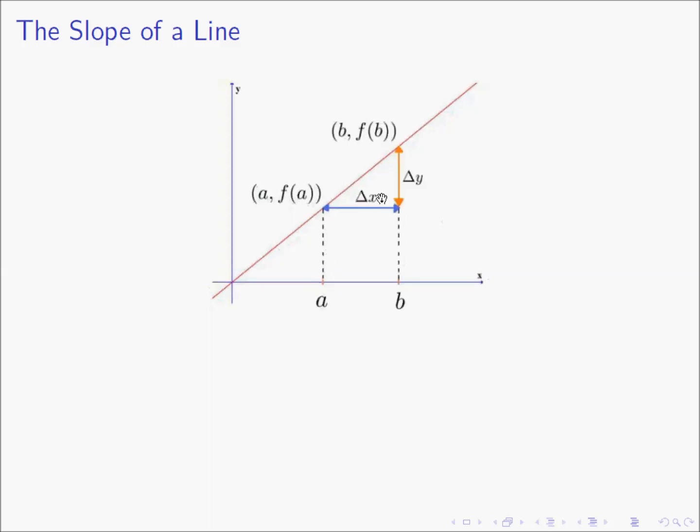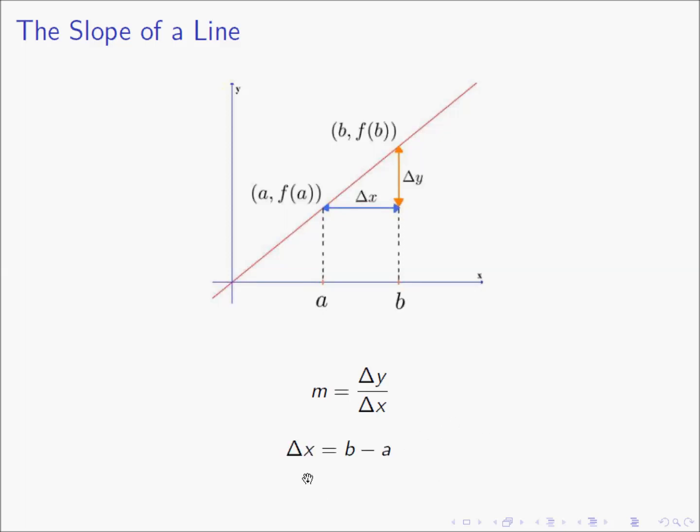And we define delta x and delta y as these 2 little segments here. Delta x is a change on the variable x, and delta y is a change on the variable y. And we define the slope of the line as delta y over delta x. This is how the slope of a line is defined.